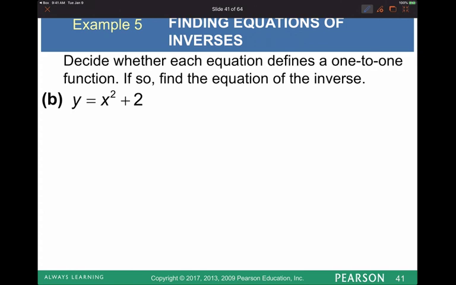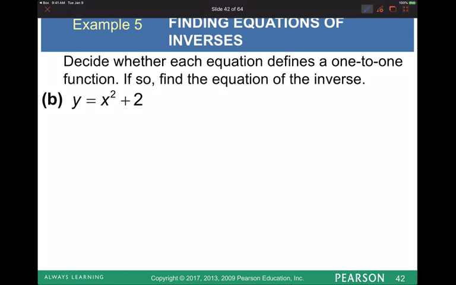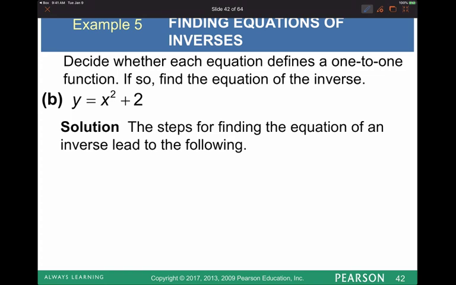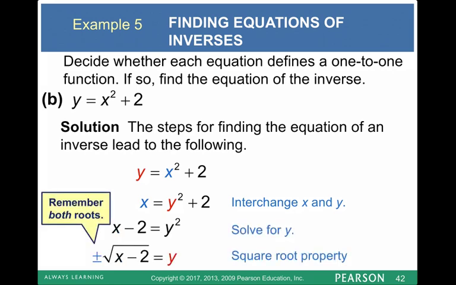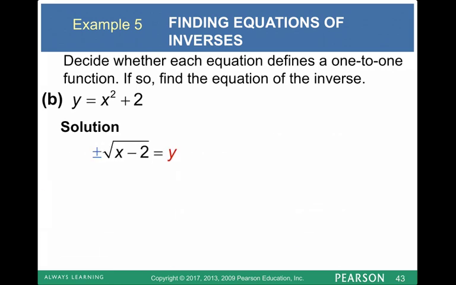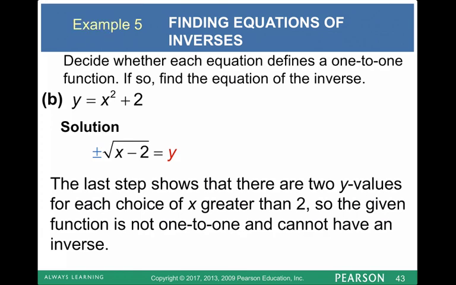So no, this is a graph of a quadratic parabola. It's a U-shaped graph, so it's going to fail the horizontal line test, so it's not going to have an inverse function. So it's not one-to-one, it does not have an inverse. So the plus or minus, right? There are two y values for each choice. So yeah, it's not one-to-one.